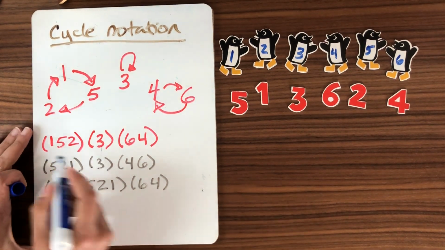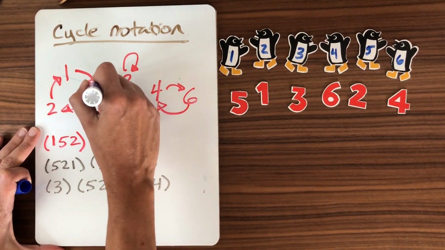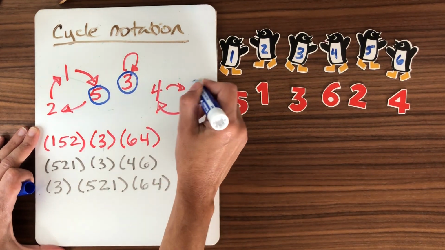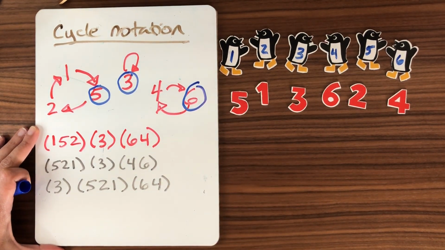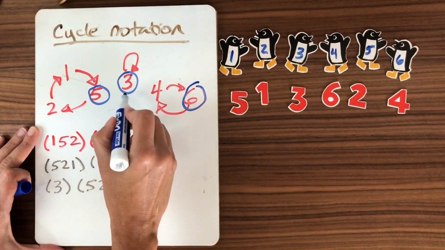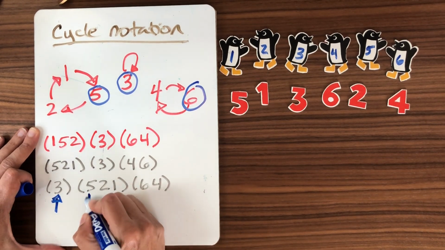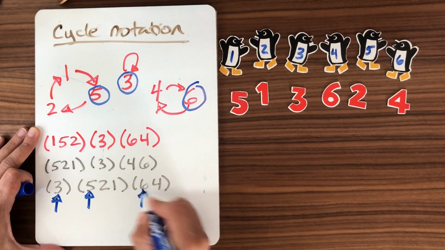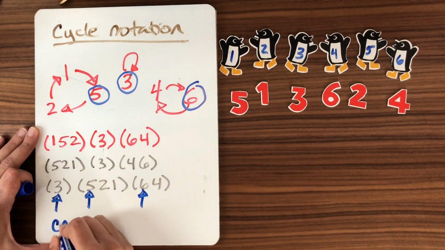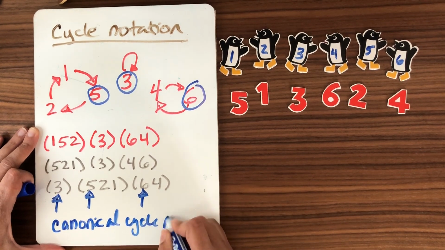If I take each cycle and I think, okay, in each cycle, what's the biggest number that I see? Here, 5 is the biggest number that I see. 3 is the biggest number in this cycle. 6 is the biggest number in this cycle. Then canonical cycle notation tells me that what I must do is take the smallest of the circled numbers and put it first, and then the next biggest, and then the next biggest, always starting my cycle with the circled number. So this is what we will call canonical cycle notation.